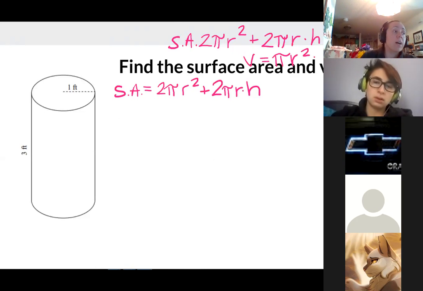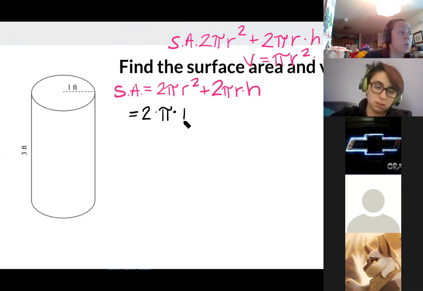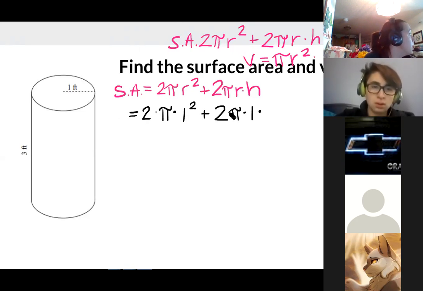Okay, so right underneath, we're gonna fill in our different values. Someone type in chat, what is my radius that I'm gonna fill in here? 1, exactly. So I'm gonna go 2 times pi times 1 squared. We're just filling it in for now. Times 1. What's the height of my 3D figure? 3, yep.